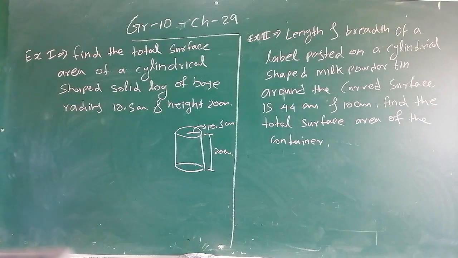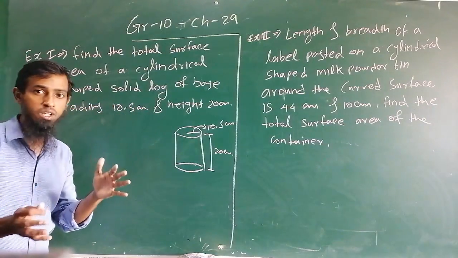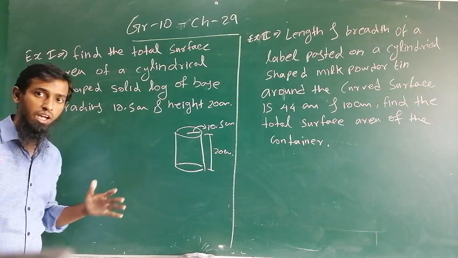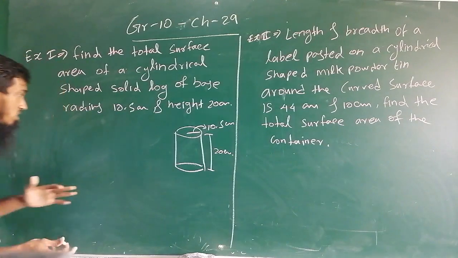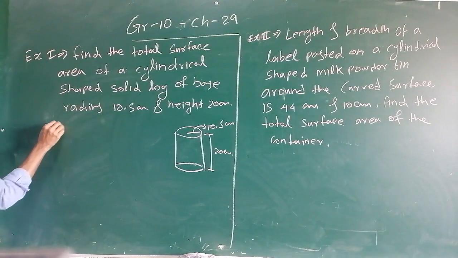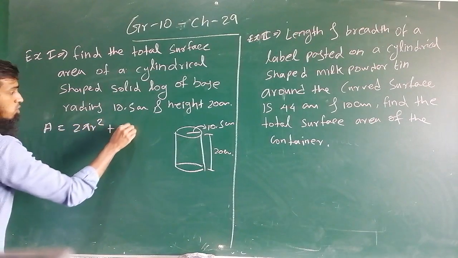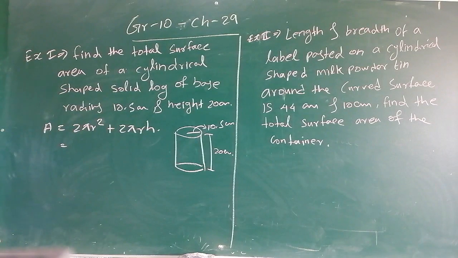Both are given. It is a solid log. Solid shape means we have both top and bottom, and altogether we have the curved surface. So we have three surfaces. So we can directly go for the equation 2 pi r squared plus 2 pi rh. After the equation we only have to substitute the values.